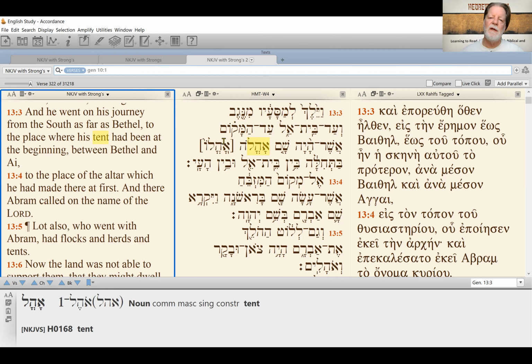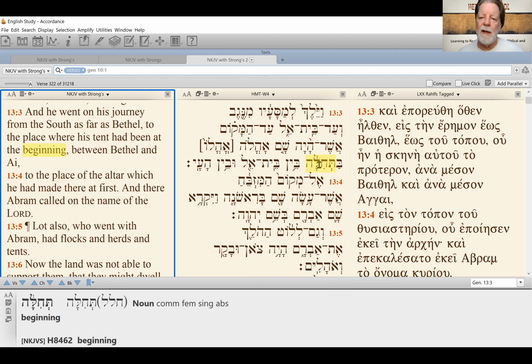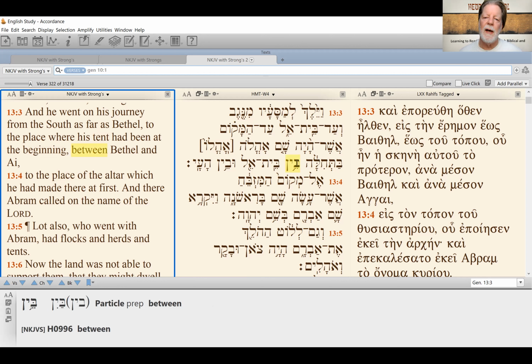So this is the ketiv, this is the kere, and we usually pronounce according to the kere, okay? But the hila means at the beginning. And then it's talking about Bethel, where he camped, pitched his tent, built his altar, and so forth. And that was Bain, between Beth El and Bain Ha'ai.